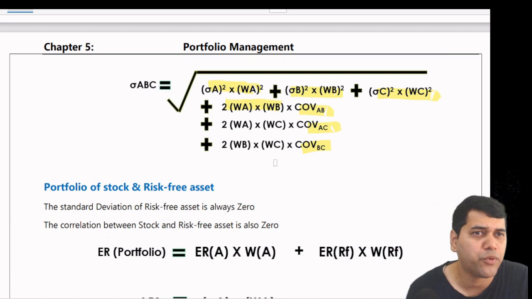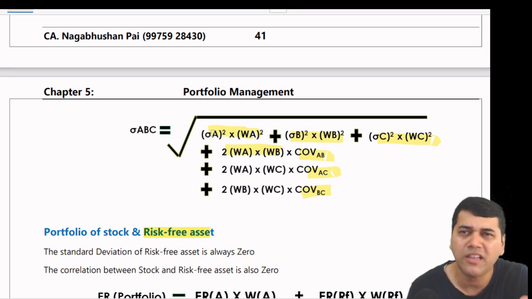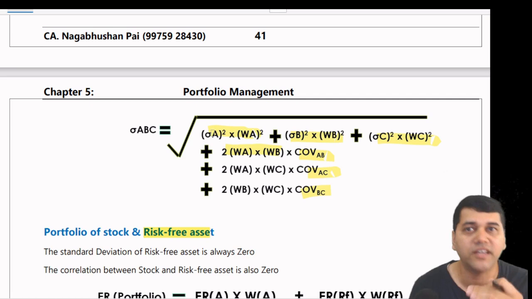Yeah, the more problems we solve, the better we understand it. Now, what is the portfolio of stock and risk-free asset? Suppose you have a risk-free asset. I will come to that. We'll solve the problem and I'll explain, so that then and there you systematically understand every single component of this.